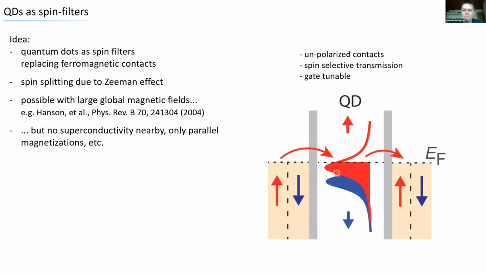So we get a spin up resonance and a spin down resonance, if you want. That's possible with large global magnetic fields. That has also been shown some time ago, but this was done at 8 to 12 Tesla, so it's very hard to get a decent superconductor nearby. And the other negative thing with this idea is you basically polarize your electrons very strongly, and you cannot access parallel magnetization states. You can only access parallel magnetization states.